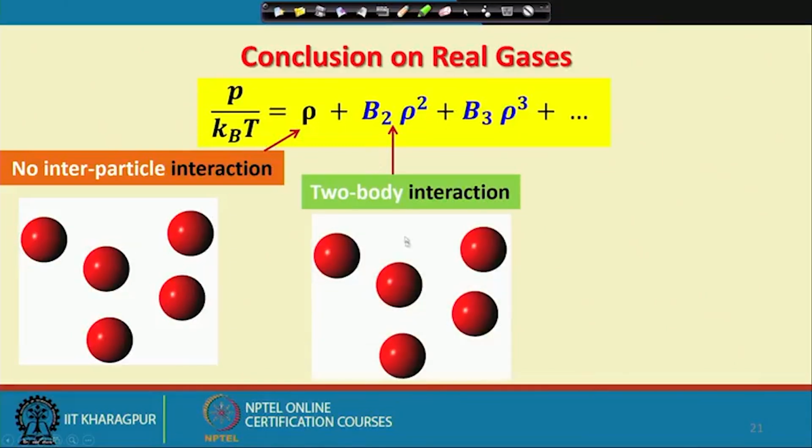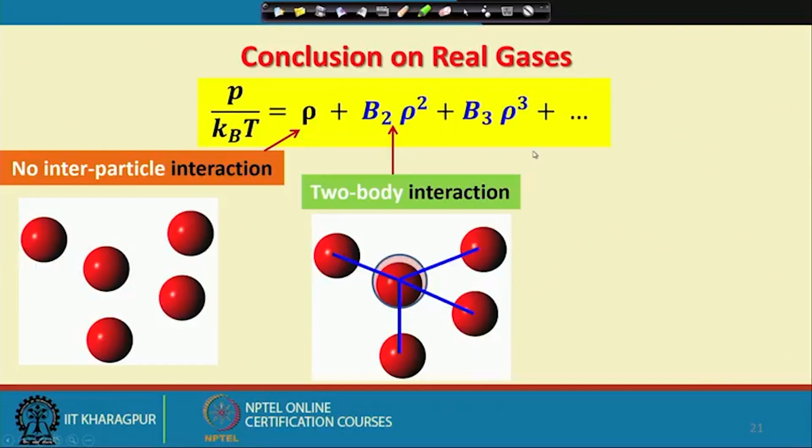Therefore, if I ask this question, let us consider this particular molecule or atom of the gas, then what is its total energy of interaction with the other molecules present? This is given in terms of the two body interaction term U, which is dependent only on the distance between the two particles. Therefore, the total interaction energy of this particle with the other particles will be a sum of all these two particle terms.